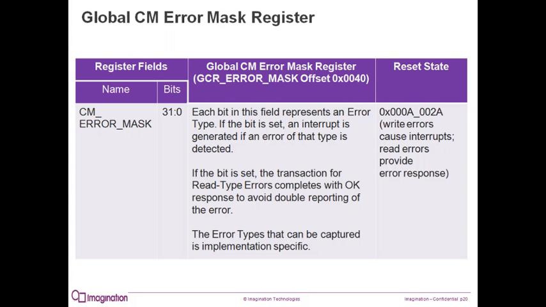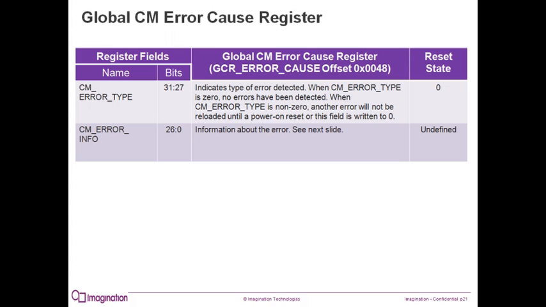If the bit is 0, the error will signal a bus error exception for a data access. The next slide tells you how to break it down to the exact error. For either a bus error exception or an interrupt, the Global CM Error Cause Register will give you more information on the error. This register must be cleared after the exception or interrupt is handled.